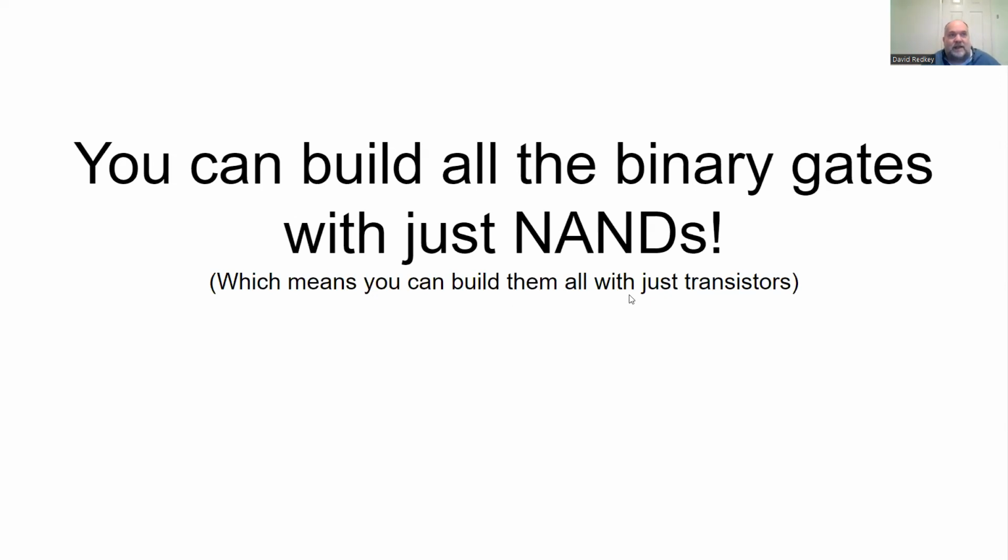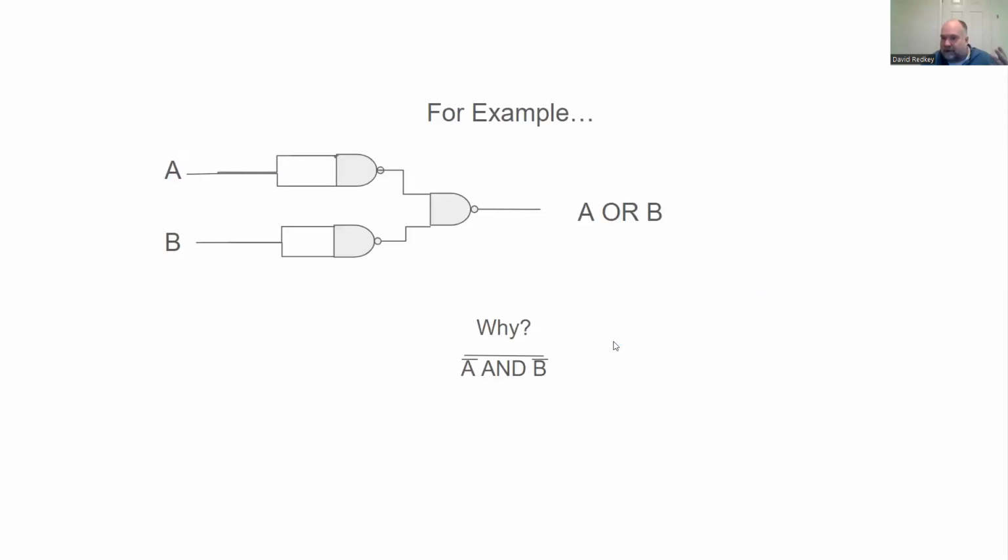Yes, you can build any question about two wires using just transistors. And this extends to 3 wires, 4 wires, 5 wires. Any combination of wires, you can make any function you want with transistors just by combining the binary gates that you've already made. For example, this circuit produces A or B using only NAND gates. Now, an interesting question is why?